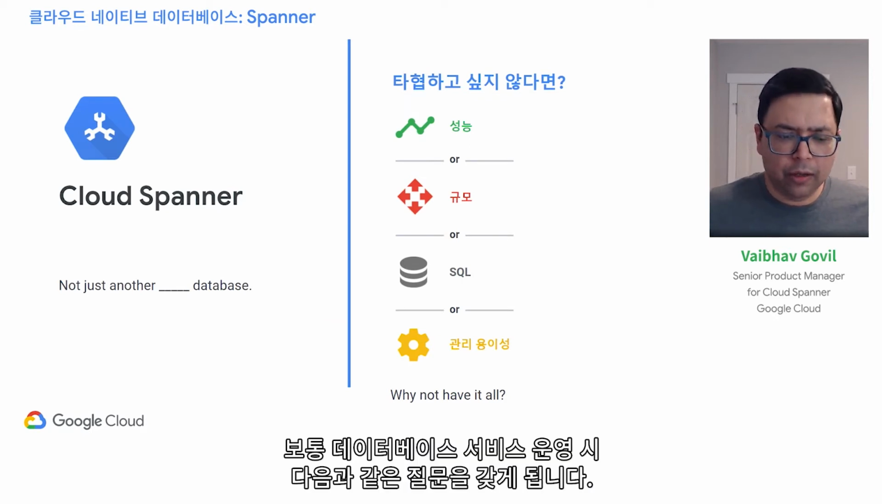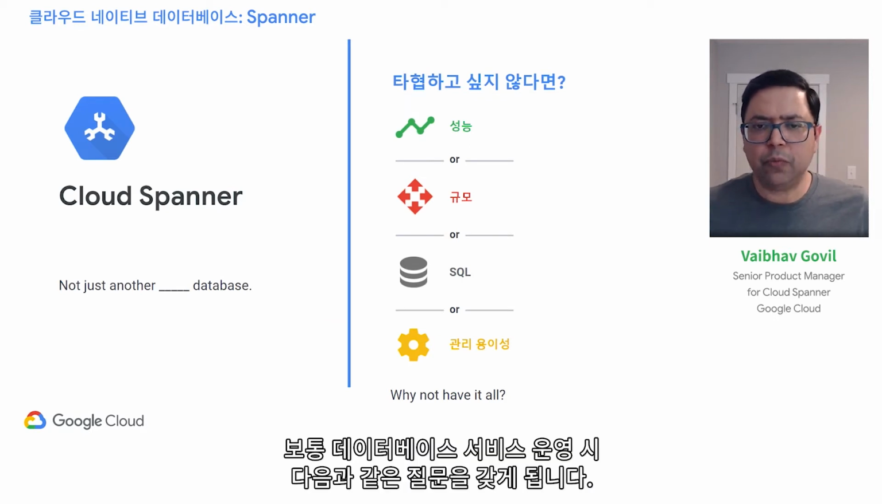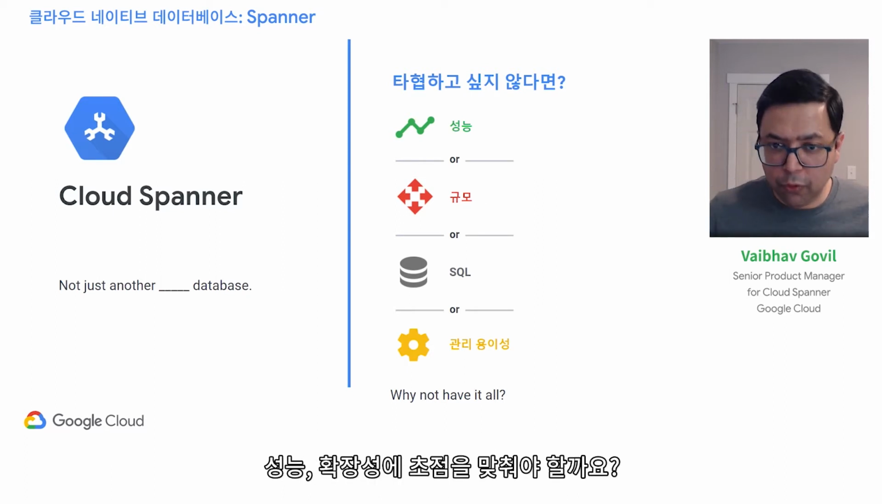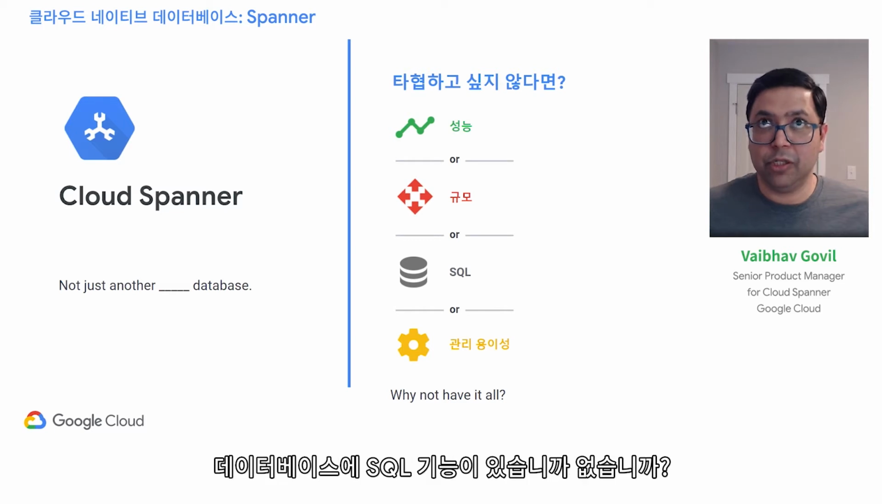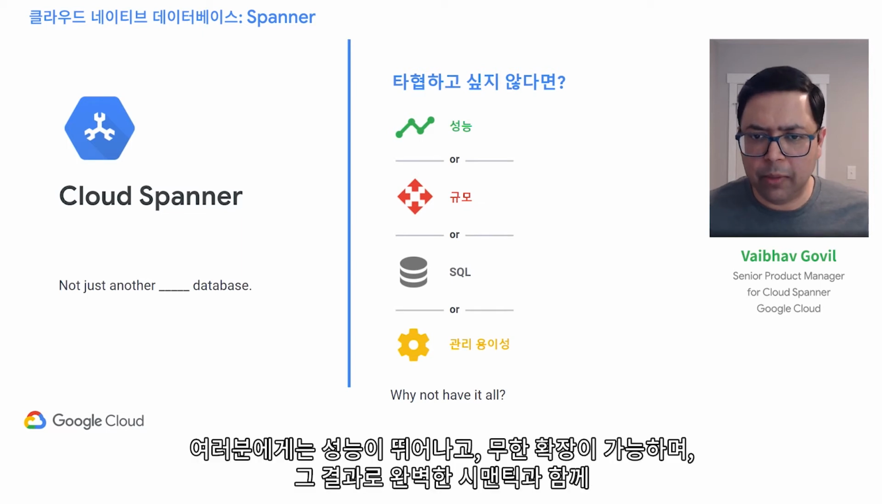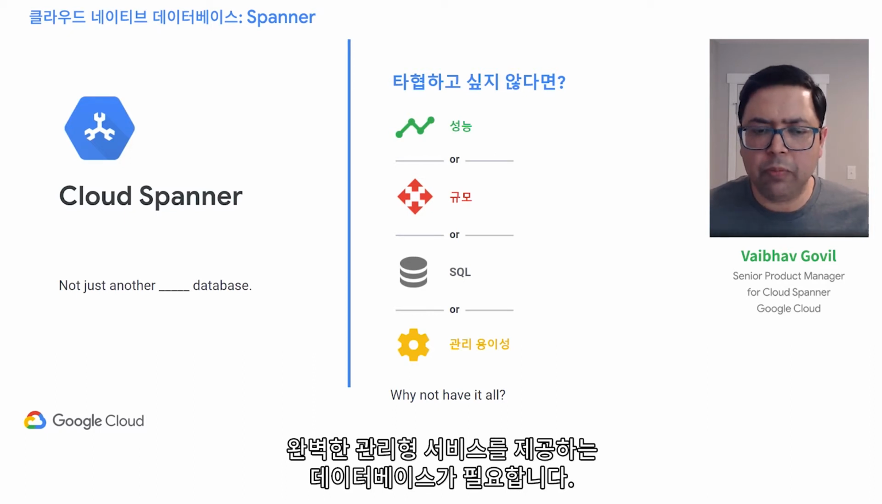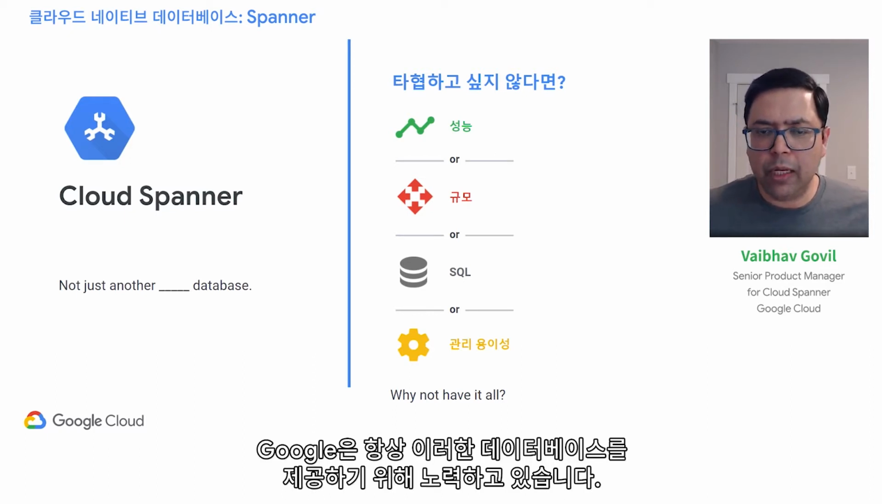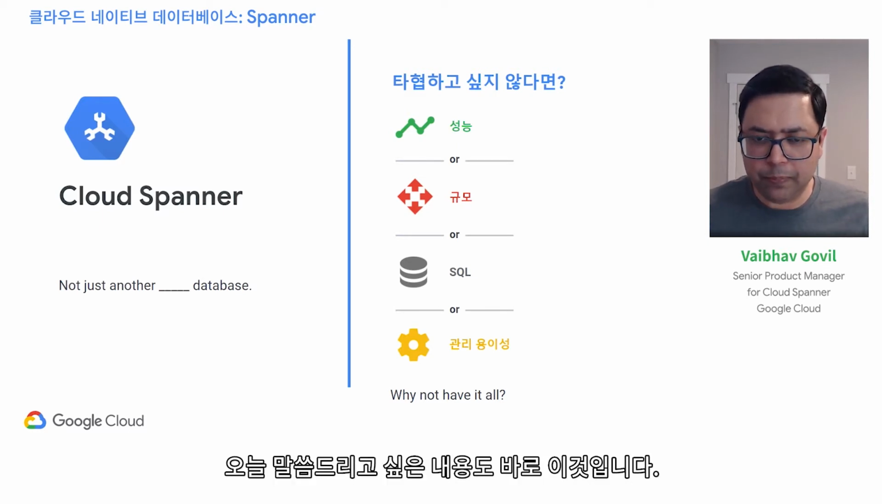Typically, when you are working with a database service, you are faced with these questions. Should you focus on performance, scale? Does your database have SQL capabilities or not? What about manageability? And I think the reason we created Spanner at Google is, why can't we have it all? You should have a database which can be very performant, can scale infinitely, provides you with complete SQL semantics, and gives you the complete managed experience as well. This is what we strive to deliver all the time, and how we are able to do it, that's what we are going to talk about today.